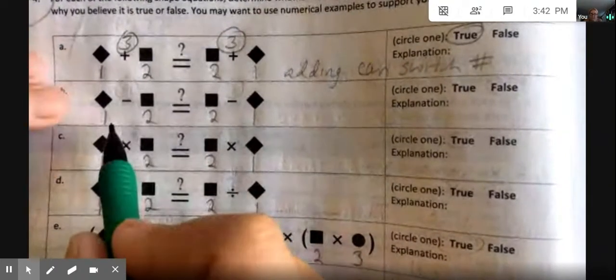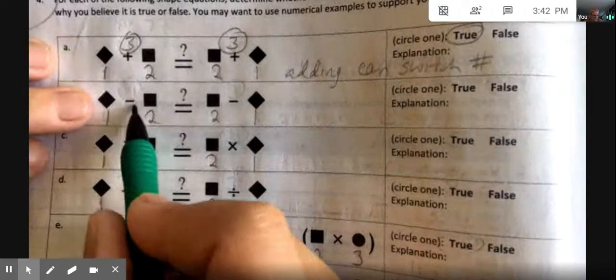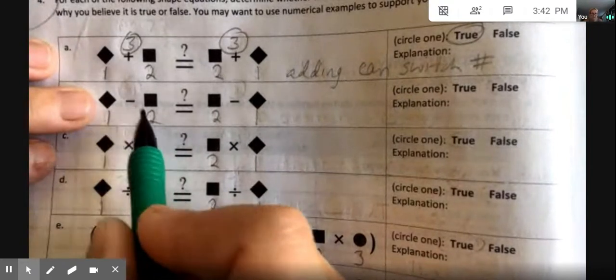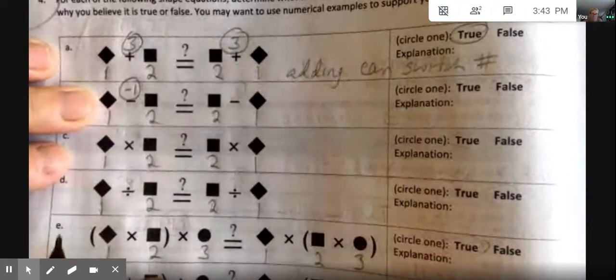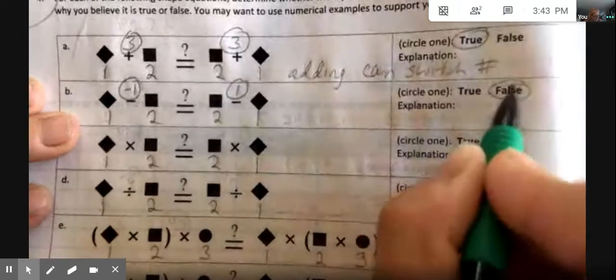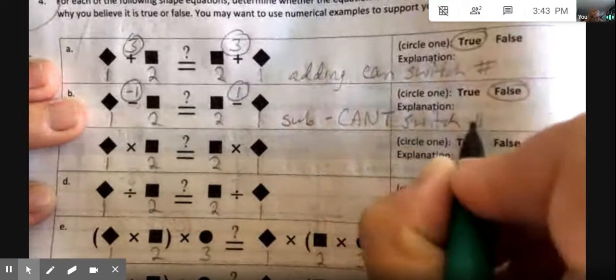Then let's take a look at this one. 1 minus 2. Well, if I have 1 and I'm going down 2, I'm going to end up with a negative 1. But for 2 minus 1, we get 1. Well, is negative 1 the same thing as 1? No, it is not. So for subtraction, we can't switch the numbers.